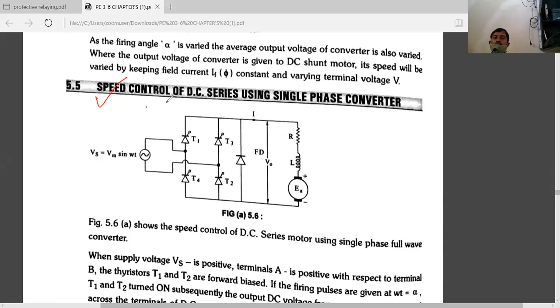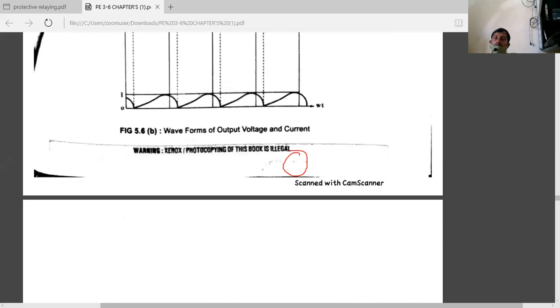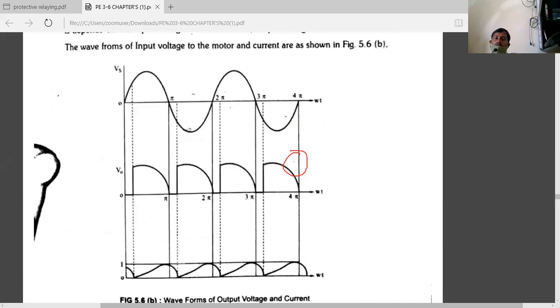This is speed control of the DC series motor. What is the difference between a DC series and a shunt motor? Only the field winding. For the DC shunt motor, the field winding is connected in parallel like this. In the series motor, the winding is connected in series with the motor. Let us look at the waveforms of the speed control of this motor. Look at this one. Is there any difference from the previous one? There is no difference. Both are the same.